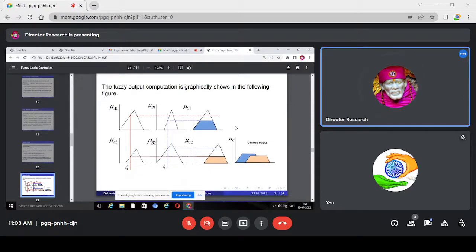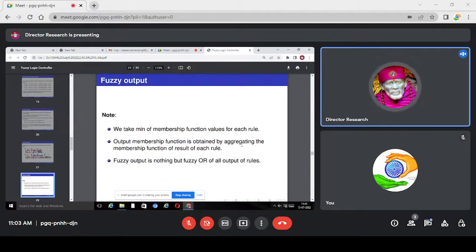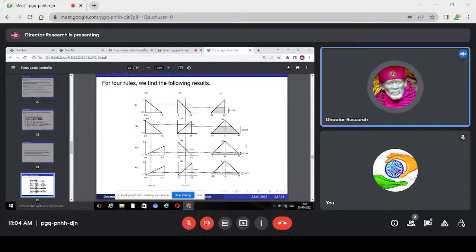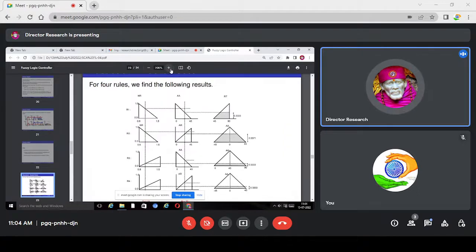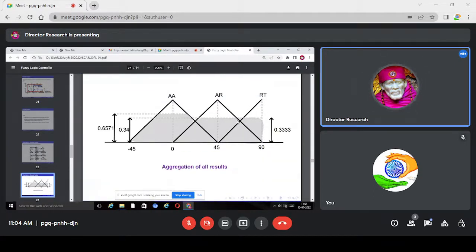Just examine the graphical representation in the diagram. Note that we take the minimum of the membership function values for each rule. The output membership function is obtained by aggregating the membership functions of the resulting rules. The fuzzy output is nothing but the fuzzy union of the output rules. Here there are four rules, and you can observe graphically: rule 1, rule 2, rule 3, rule 4, with their various conditions. This illustrates the aggregation of results in the mobile robot.